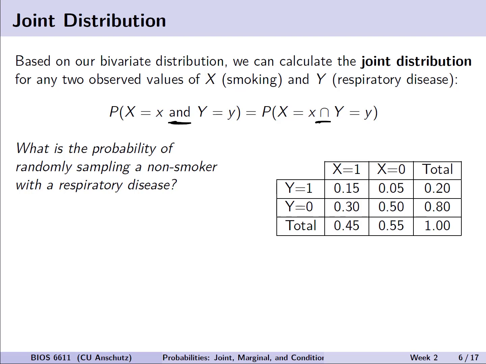Really, what this is getting at is, based on our table here, what's the probability that someone has both x and y, which is somewhat intuitive. For example, we can ask the question: what's the probability of randomly sampling a non-smoker who has respiratory disease? We might look at the table and take a second to see what you think at home before we write the answer down together in our probability notation.